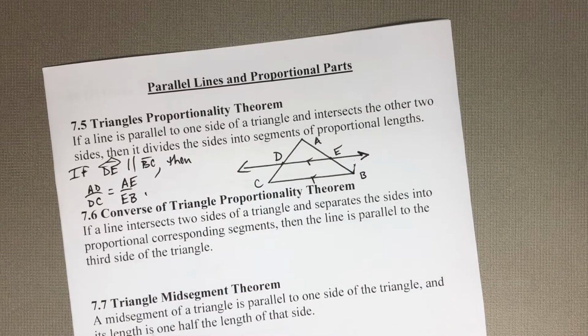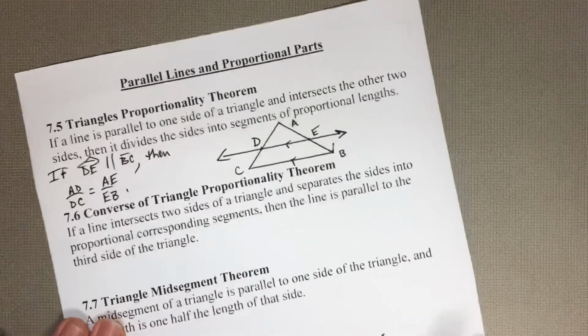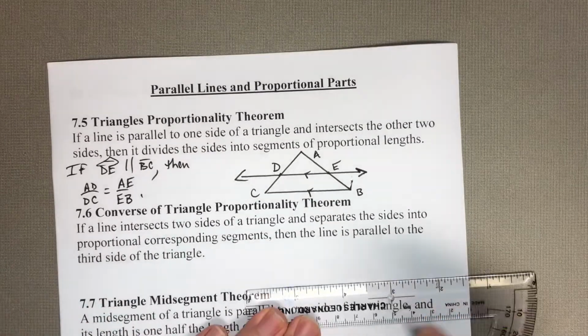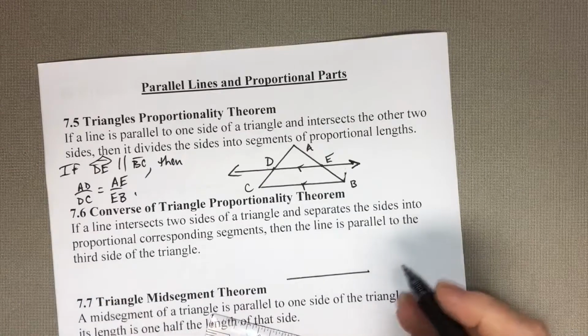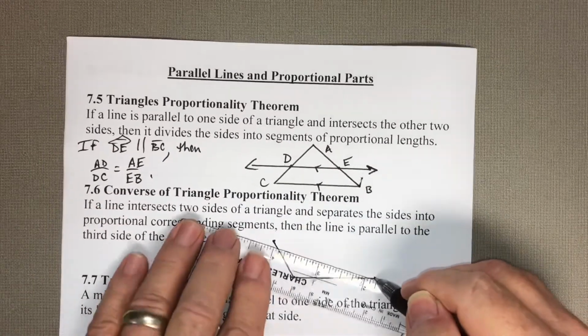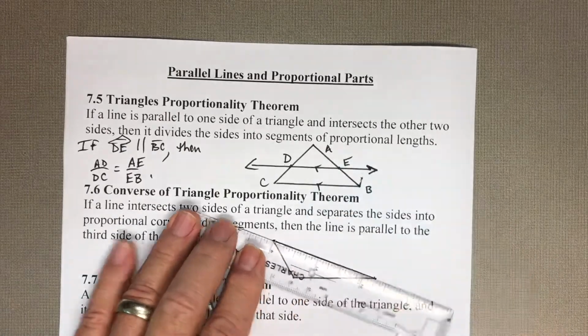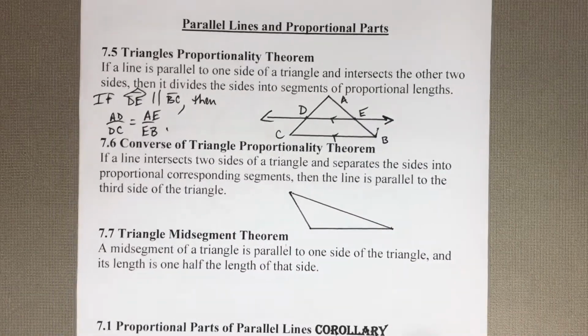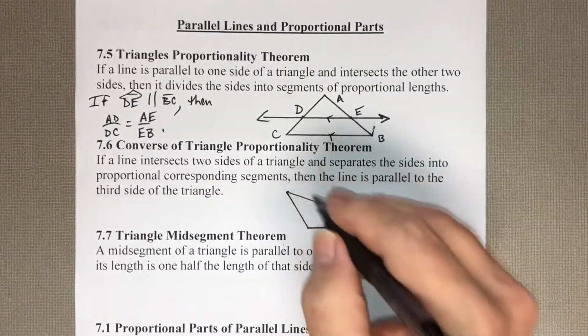The converse of that theorem says if a line intersects two sides of a triangle and separates the sides into proportional corresponding segments, then the line is parallel to the third side of the triangle. So I'll draw a triangle for that one as well. This time let's do an obtuse one, just for fun. It doesn't really matter what kind it is. Let's call that triangle PQR.